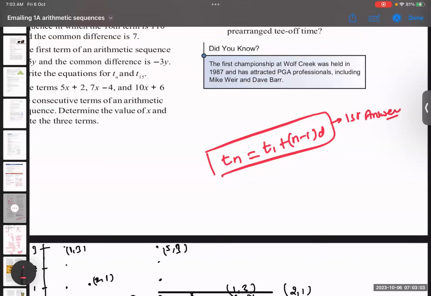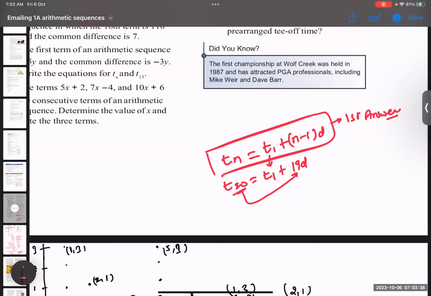But if I ask you not Tn, if I ask you any term, like the 20th term, you have to tell me the same formula, T1 plus 1 less than whatever number I ask you. If I ask you 20, you have to say 19D. If I ask you 10, you have to say 9D. If I ask you 19, you have to say 18D. So what is written at 20? You have to write down 19D. Is it clear? These are just the two formulas which you have to know.